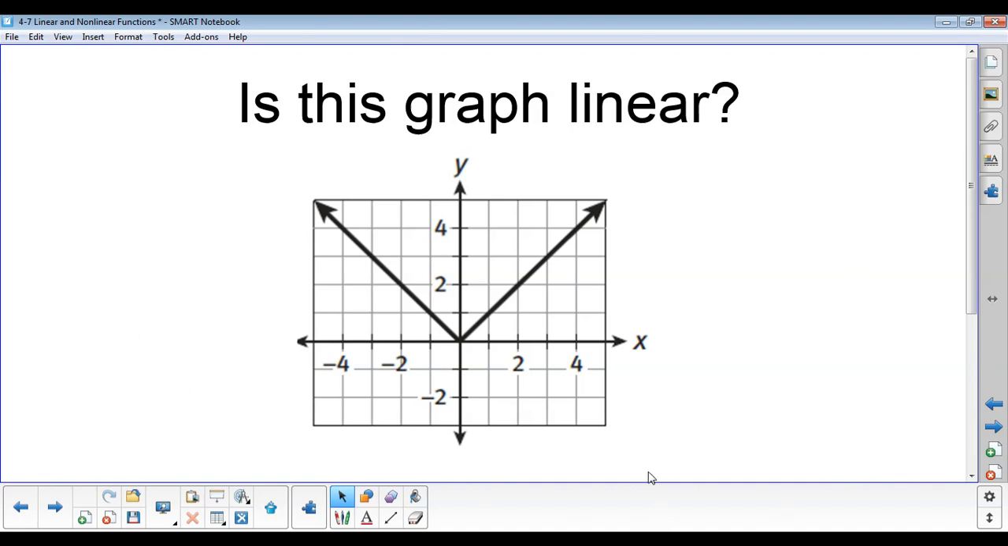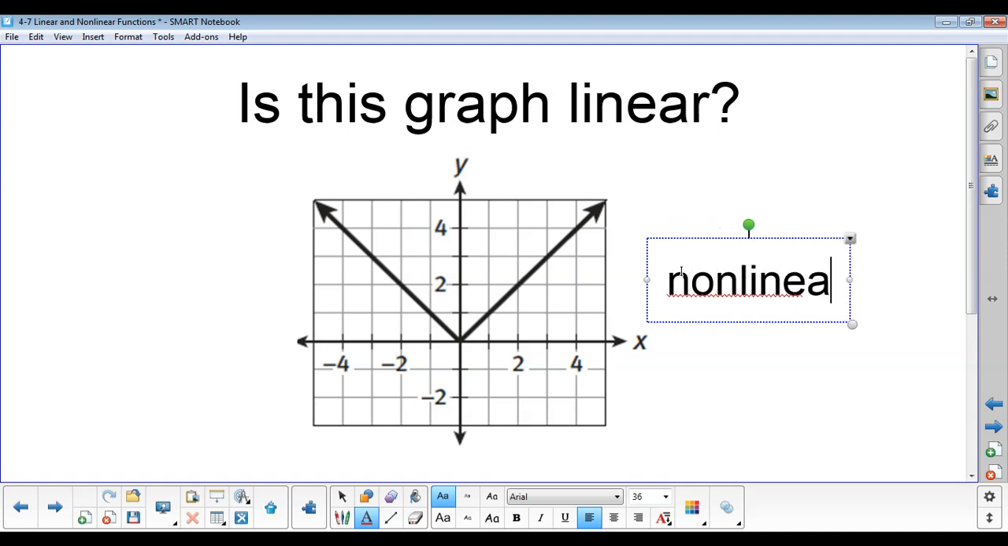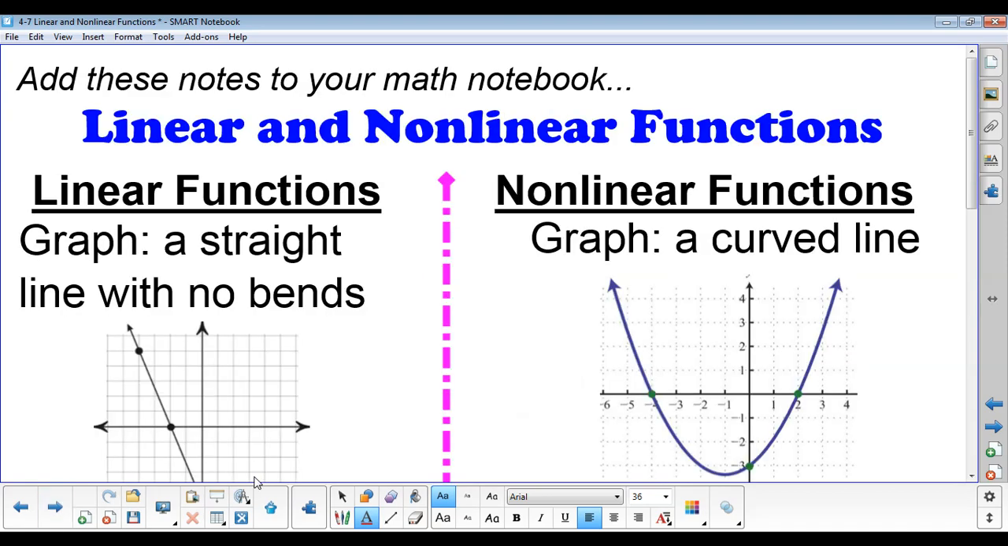Is this graph linear? What does it mean to be linear? Well, for those of you who think the answer is no, you're correct. This is nonlinear. And we're going to take a look at why in the next few slides. So first, add these notes to your math notebook.